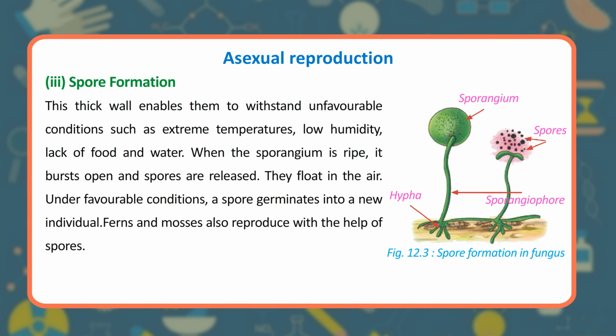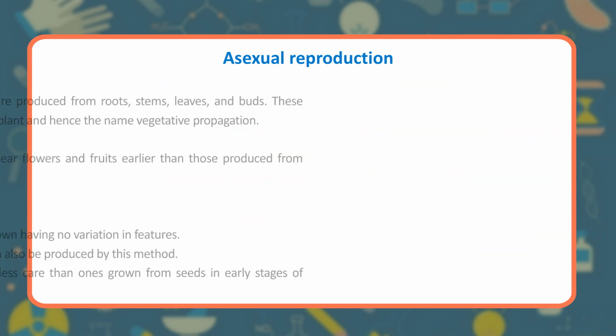When the sporangium is ripe, it bursts open and spores are released. They float in the air. Under favorable conditions, a spore germinates into a new individual. Hypha. Sporangiophore. Sporangium. Spores. Ferns and mosses also reproduce with the help of spores.